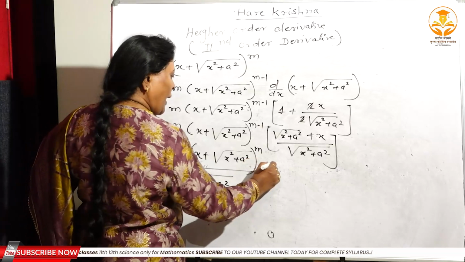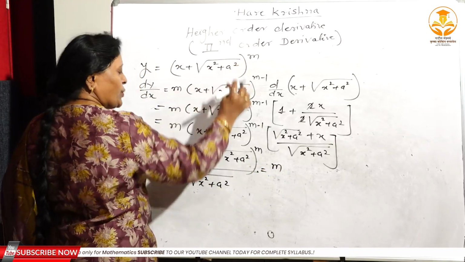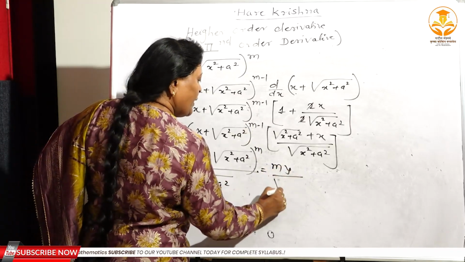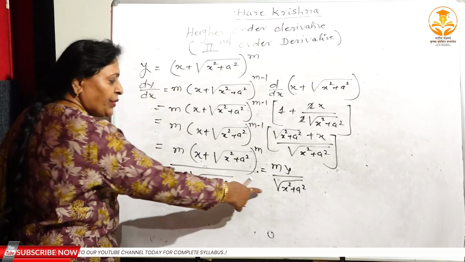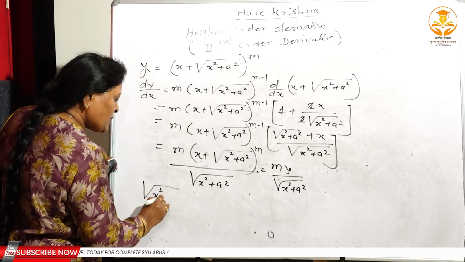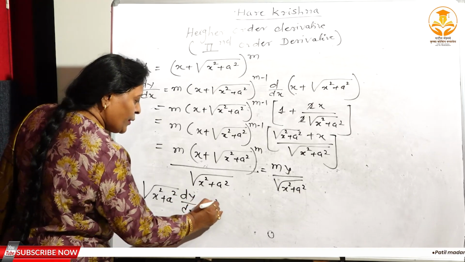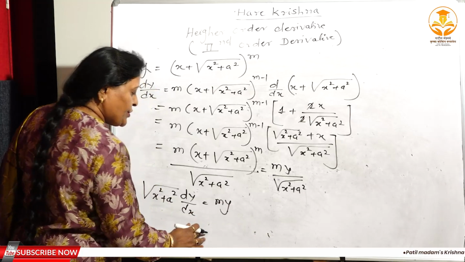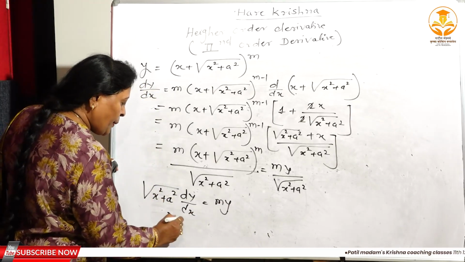This is nothing but m as it is. X plus root of x square plus a square whole raised to m, it is nothing but y, and divided by root of x square plus a square. Now see what you have to do. This term you have to multiply at this side, that is root of x square plus a square into dy by dx, it is equal to m y.